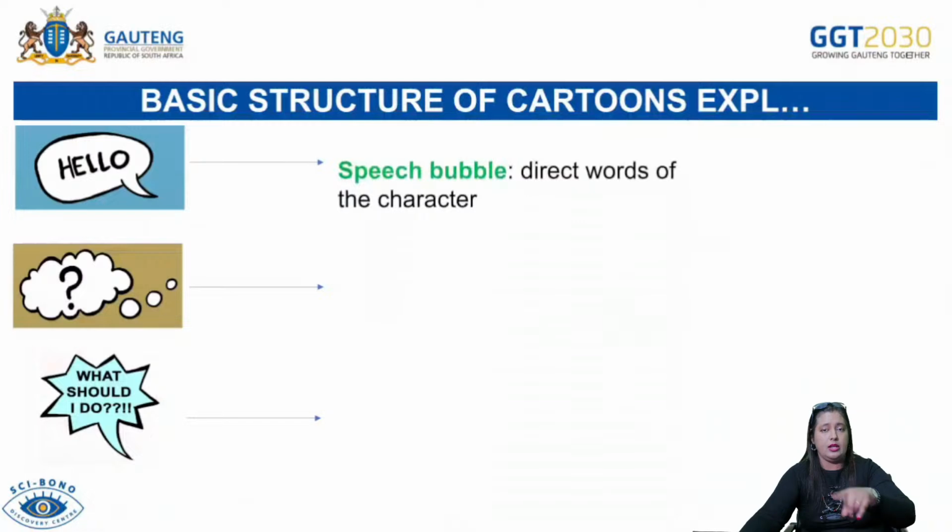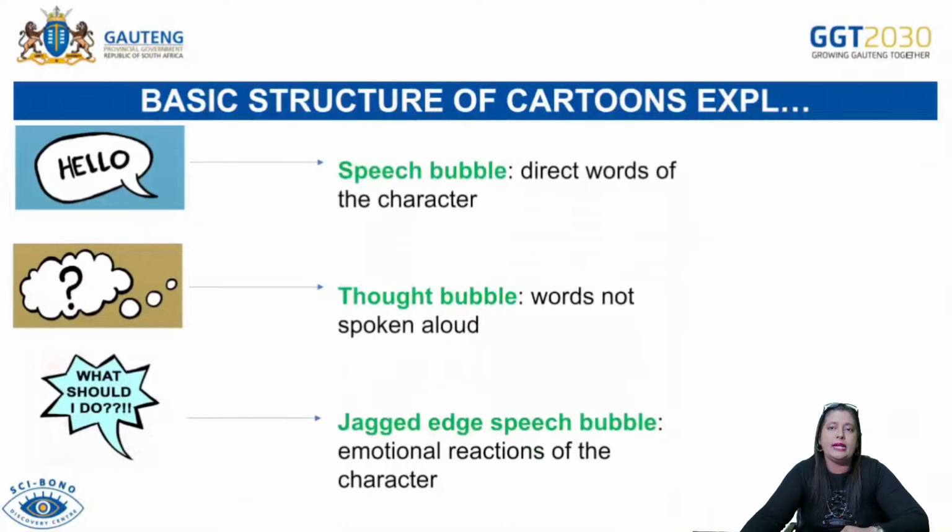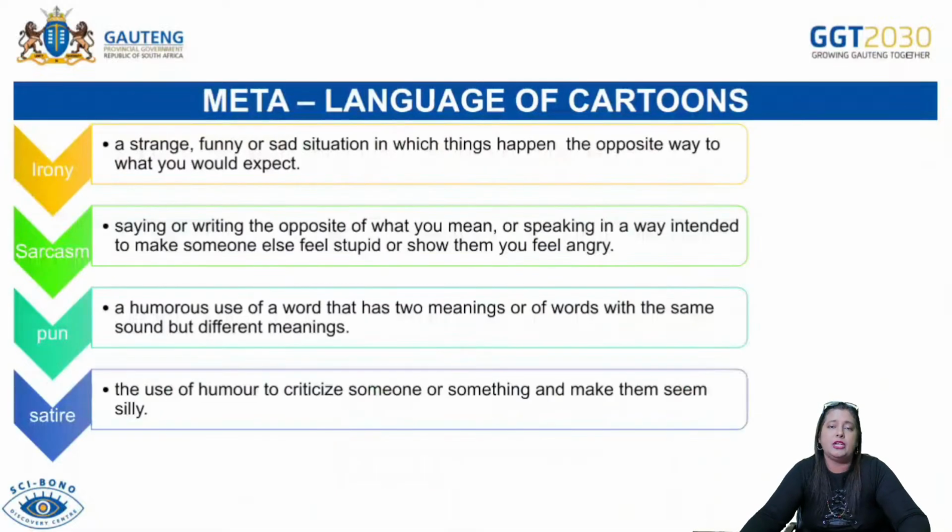It is the solid line one I was talking to you about. It's the direct words of the character. The next one, that cloud-like image, is the thought bubble, and it's words that are not spoken aloud. And then you've got the jagged edged one, which is where we're showcasing the emotional reactions of the character. "All right, what should I do?" And then he's obviously got exclamation marks and question marks there as well.